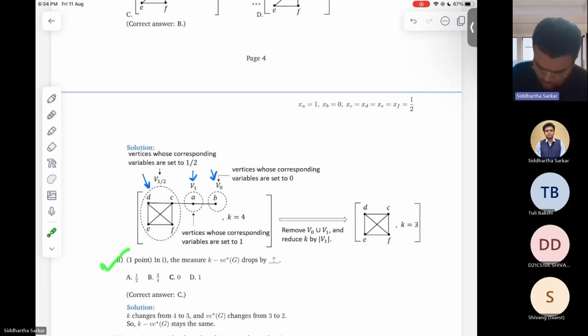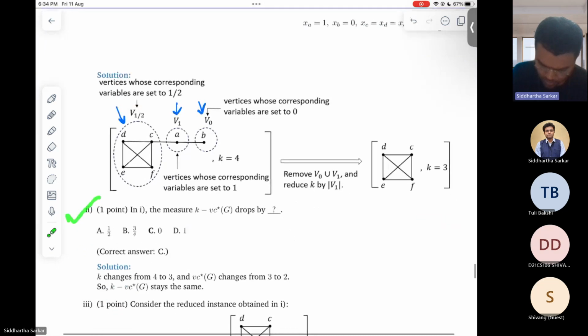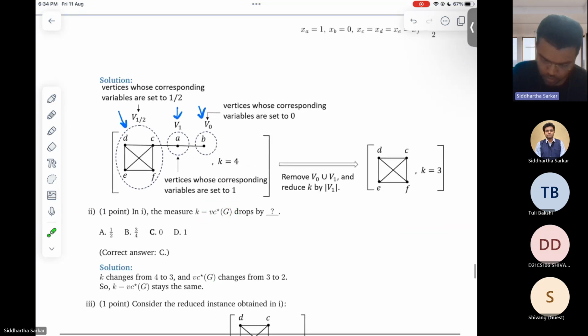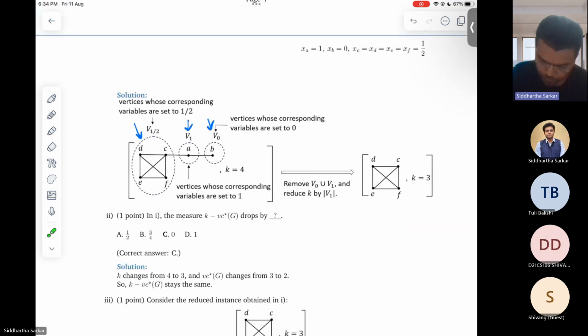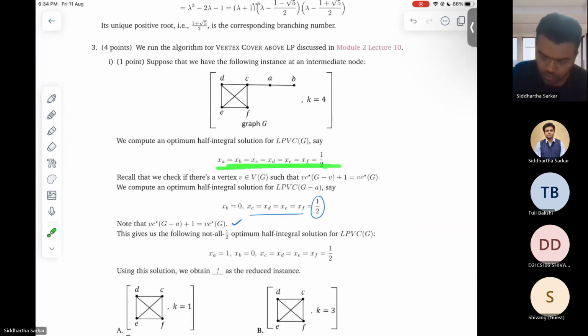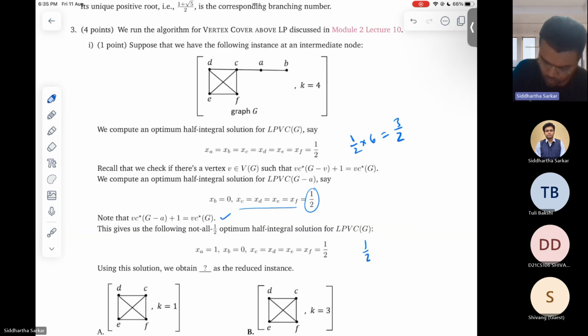What is the next part? The next part of the question asks for the measure. K is 4 and VC G star is the value of the optimal in the original graph. It drops by how much? For the original graph, what was the optimal solution? Everybody got half, or maybe this one, both are optimal. Half into 6 vertices, the optimal solution is 3 by 2. Here, half into 4 vertices plus 1 vertex with value 1, that is also 3 by 2.